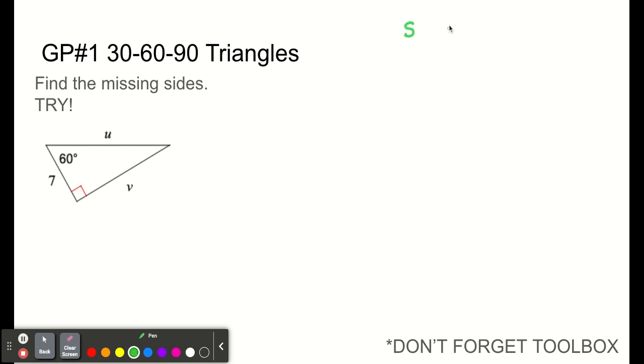So we have the short leg, the long leg, and the hypotenuse. New triangle on top, parent triangle on the bottom. The short leg here is going to be 7. The long leg is V, and the hypotenuse is U. Our parent triangle short leg is 1, hypotenuse is 2, and the long leg is the square root of 3.